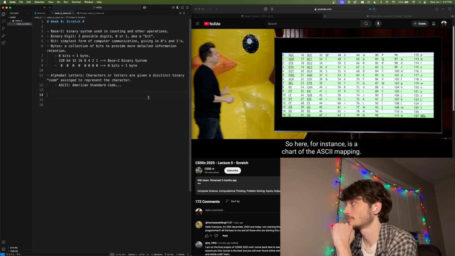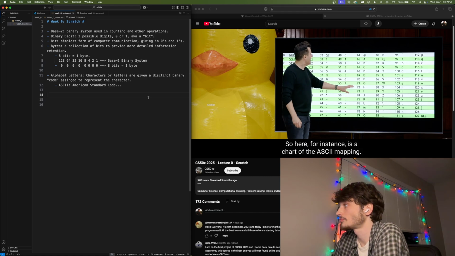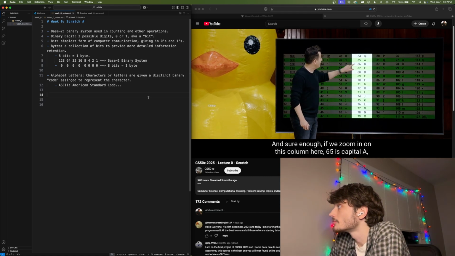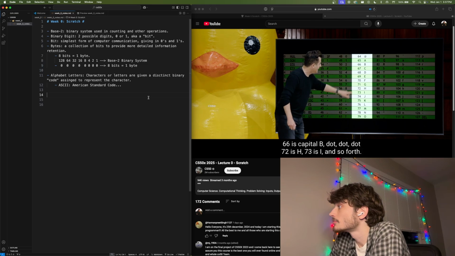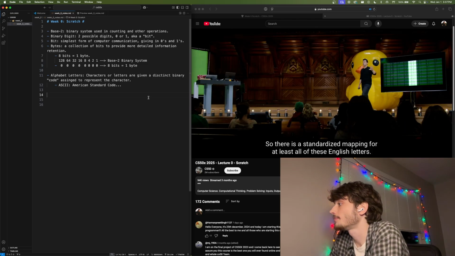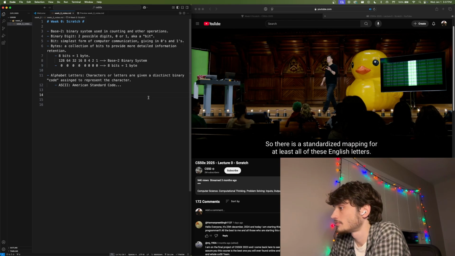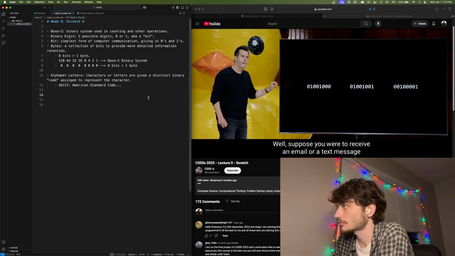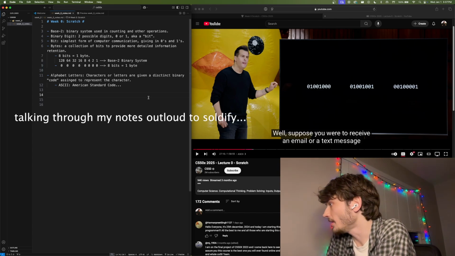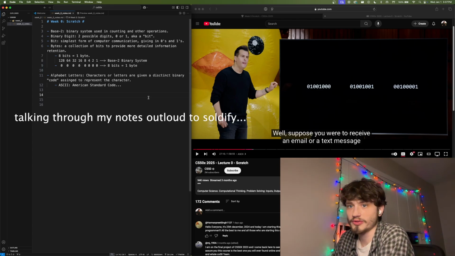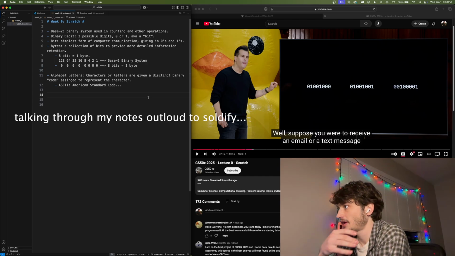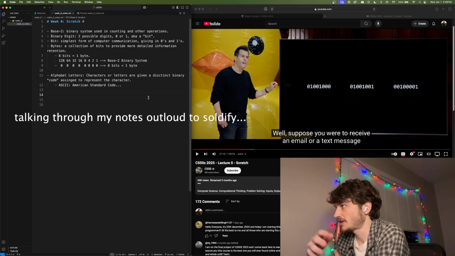So here, for instance, is a chart of the ASCII mapping. And sure enough, if we zoom in on like this column here, 65 is capital A, 66 is capital B, dot, dot, dot, 72 is H, 73 is I, and so forth. Okay. So there is a standardized mapping for at least all of these English letters. Well, suppose you were to receive an email. So just really quickly, I'm not going to pause too much during the videos, but I do want to break down some stuff as we get to it, just to help kind of solidify some of these concepts as they come up.